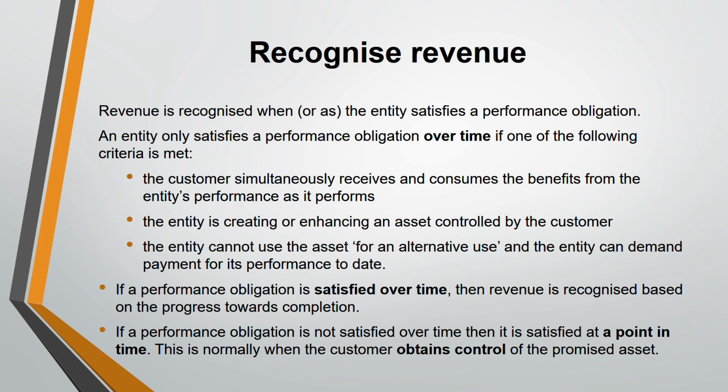And at a point in time, how do you know it's at a point in time? When control goes to the customer, the customer is the one who is controlling that asset now. Then you say it's satisfied at a point in time, not over a period of time. But first of all, you have to see whether these three criteria are met, whether it is satisfied over a period of time or not. If it is not, then you check whether it is satisfied at a point in time. And how do you know? See who has the control, because at a point in time means control has to go to the customer. Now that's it for the revenue part.